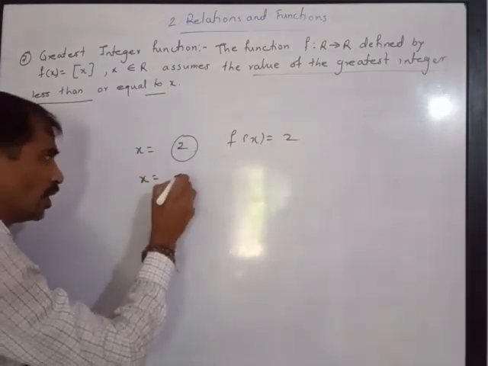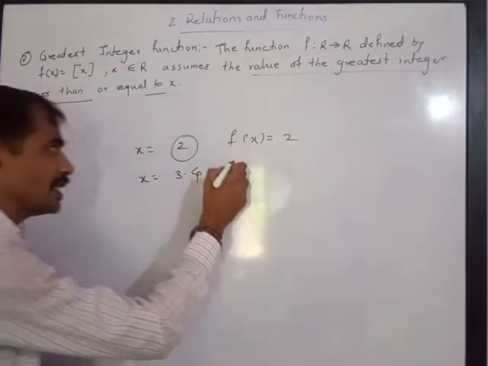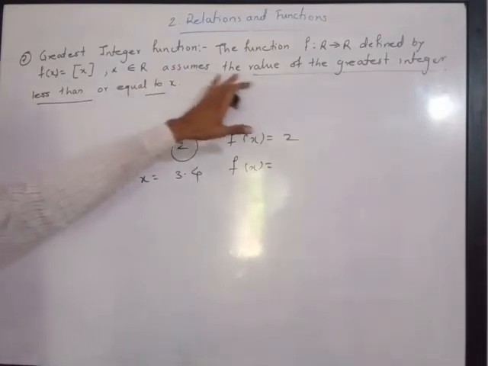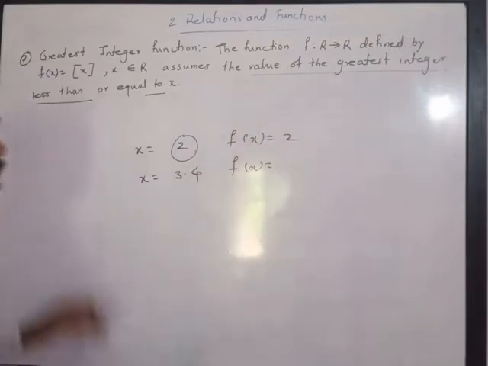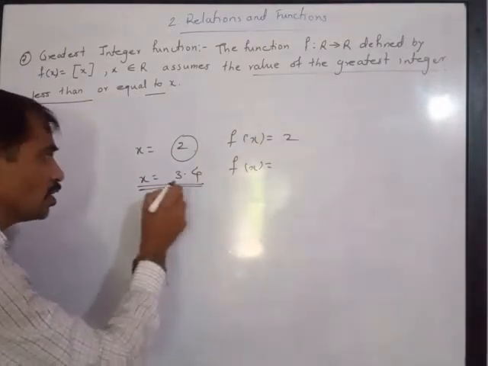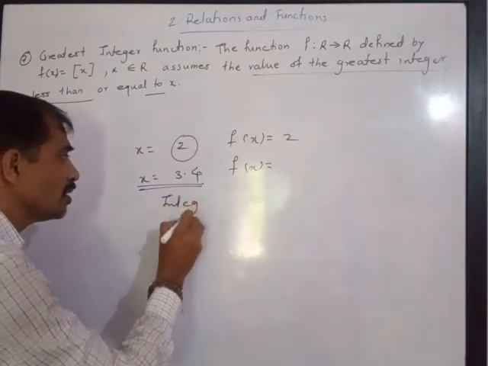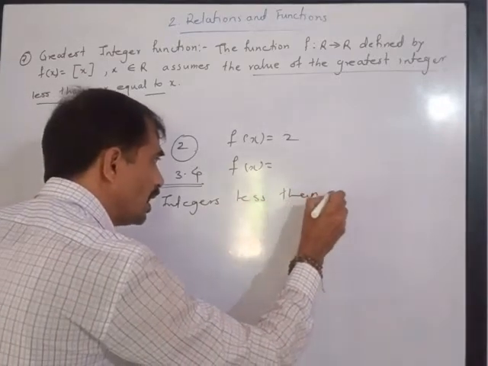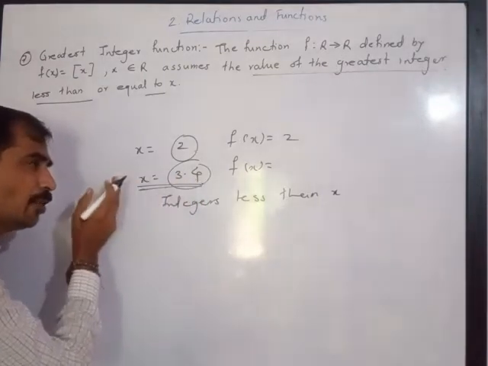If x is equal to 3.4, then f of x is equal to, understand this, f of x assumes the value of the greatest integer. So let us understand the integers less than or equal to x. Now x is this, so f of x, integers less than x are, this is 3.4, so integers less than 3.4.